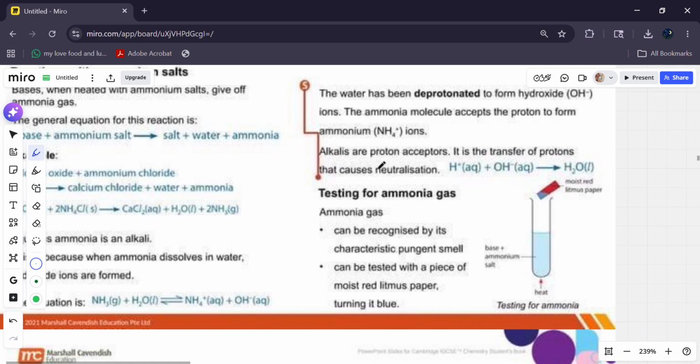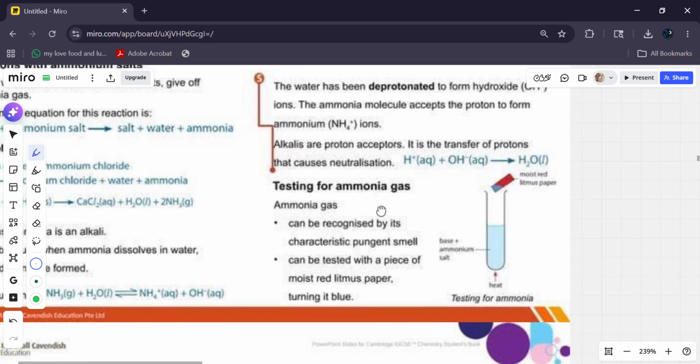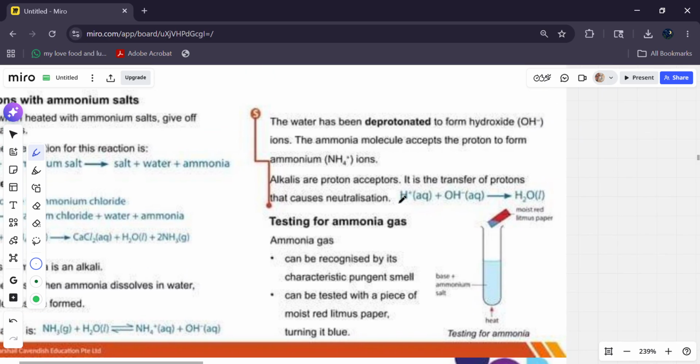Now, alkalis are proton acceptors. It is the transfer of protons that causes neutralization. As you can see, here is an OH. It needs one more hydrogen to form water. So it gains the hydrogen ion from the acid to react together to form water.